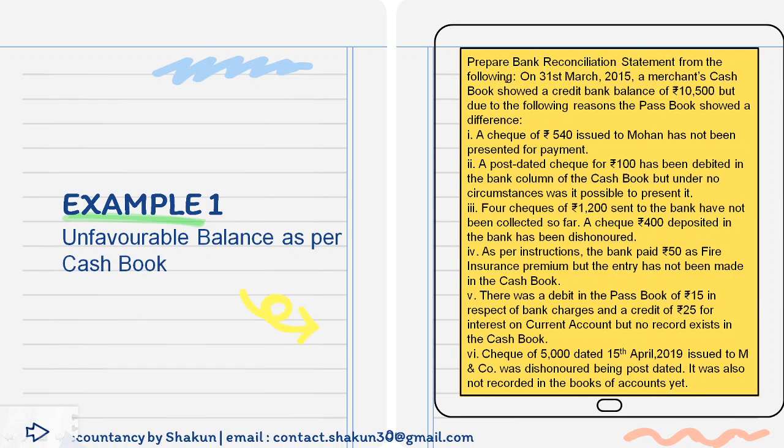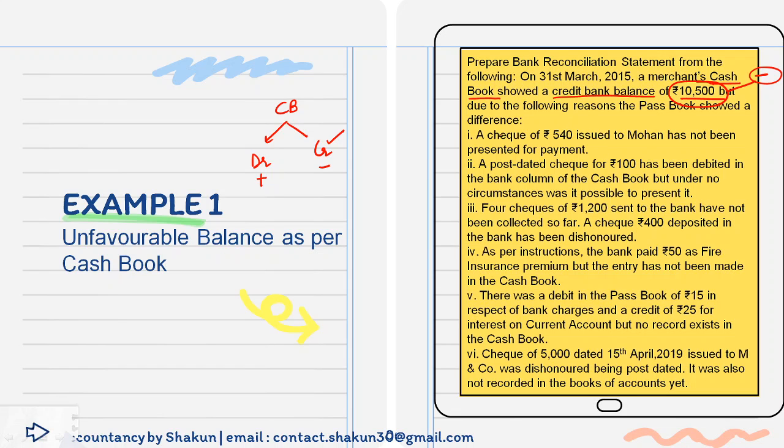Prepare a bank reconciliation statement from the following. On 31st of March 2015, a merchant's cash book showed a credit bank balance of 10,500, but due to the following reasons, the bank passbook showed some differences. First of all, we should know that his cash book showed a credit bank balance of 10,500. Now you know that in case of cash book, DR means plus and CR means minus. So since this is a credit bank balance, this 10,500 is a negative balance and it will be shown in the minus column.